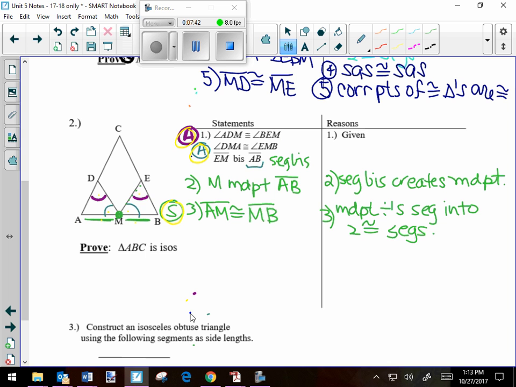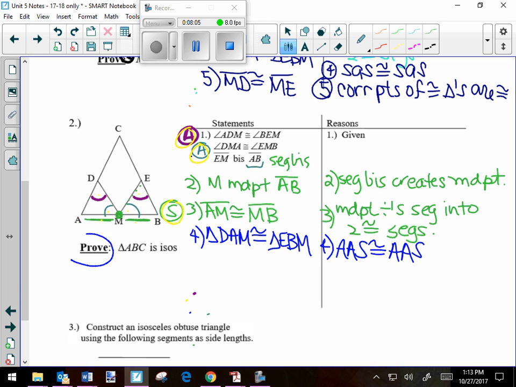So in this case, I'm going to put that triangle DAM is congruent to triangle EBM. And in this case, the triangles are congruent by angle, angle, side. And so we've kind of continued on our way making the triangles congruent.